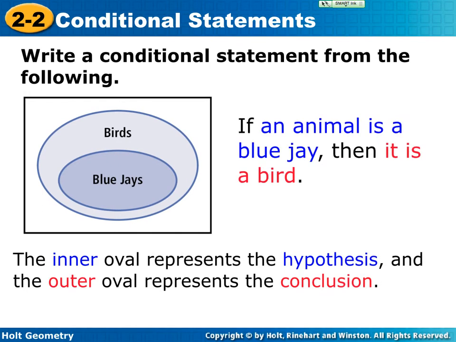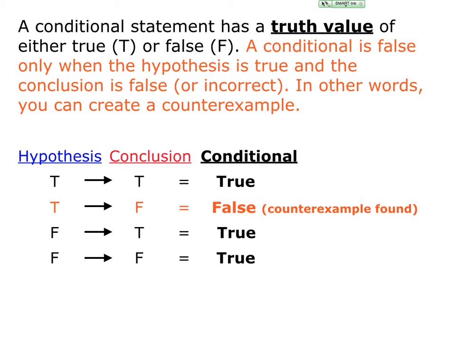Okay, I think that's what I had. Oh, you did. All right, so the blue jay is the hypothesis, the conclusion is a bird. And we're not even thinking, or shouldn't be thinking, is it true in that order or not? You're just using what's the hypothesis, what's the conclusion. Okay? Now we'll start thinking about true or false.